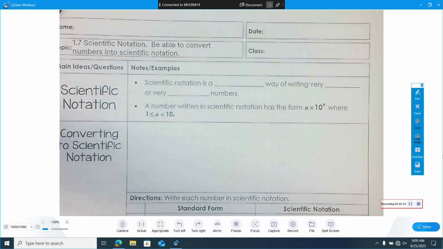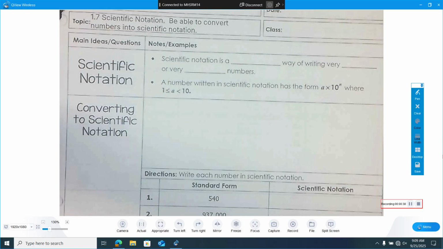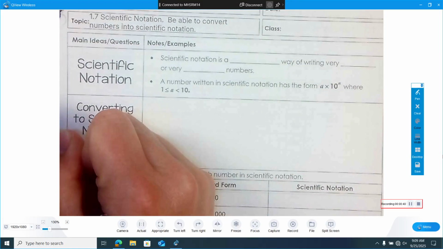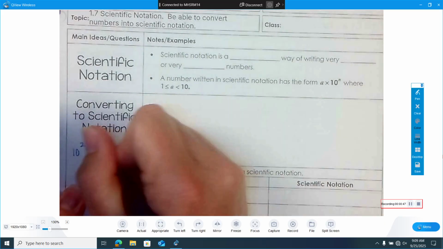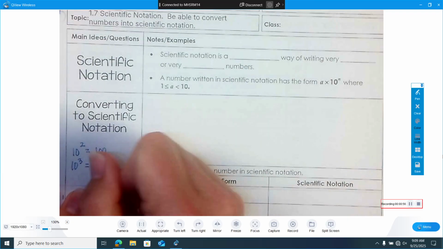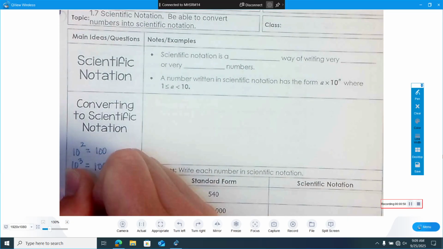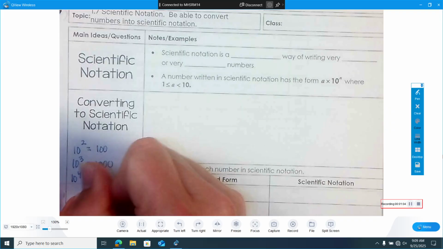Before we move on to that, I want to talk about what we've been learning with our exponents. All right, what is 10 squared? And again, when I write stuff down, you should write stuff down too. What is 10 squared? 100. It is 10 times 10, which is 100. What is 10 cubed? 1,000. Yeah, it's a 1 with 3 zeros. And what is 10 to the 4th? A 1 with how many zeros? 4 zeros. 1, 2, 3, 4.